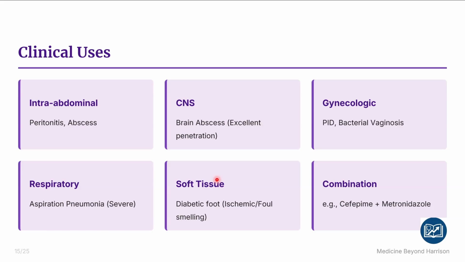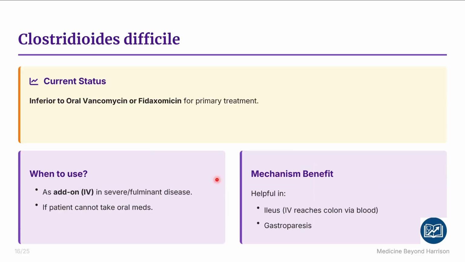So in a diabetic foot, when it is ischemic and foul smelling, and suspicion of anaerobes is there, you can add metronidazole. Whenever you smell a wound with a foul smell, then you must suspect an anaerobic infection, and you can add metronidazole to that.